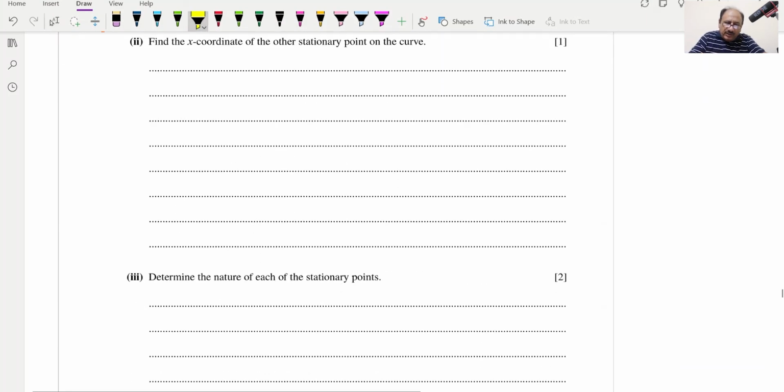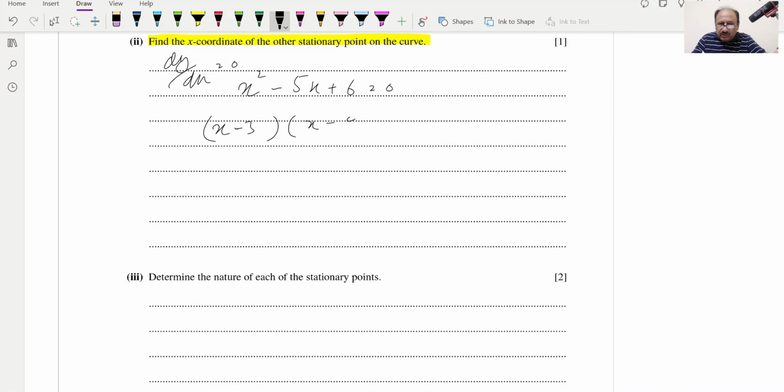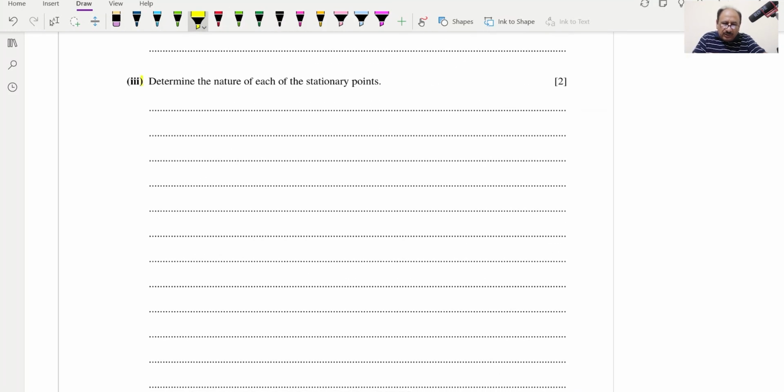Now the second part: find the x coordinate of the other stationary point on the curve. We replace dy by dx equal to 0 for the stationary point, so dy by dx, x squared minus 5x plus 6, is equal to 0. We can solve this quadratic equation using the quadratic formula or factorization. The coefficient of x squared is 1, the coefficient of x is minus 5, and the constant is 6. So the factors are 3 and 2: x minus 3 and x minus 2 is equal to 0. So x will be equal to 3 and x will be equal to 2. x equal to 3 we already have, and x equal to 2 is the other value which we are supposed to find.